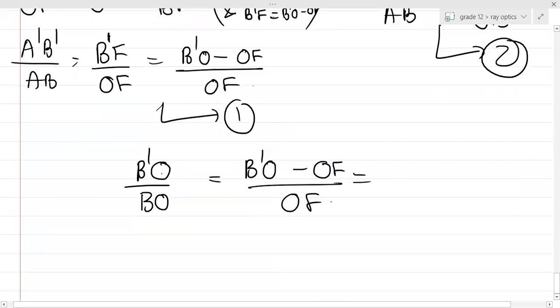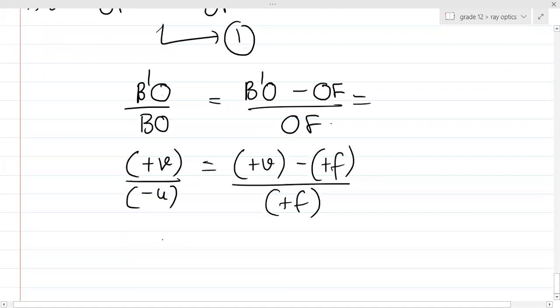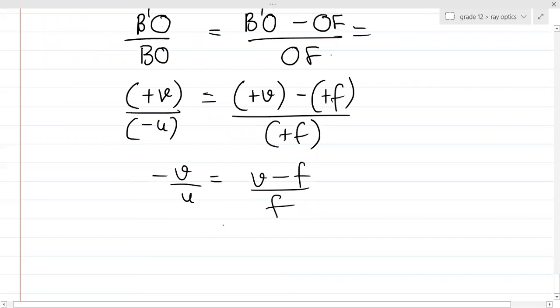So B dash O is the distance of image. Our image came to be at the right, so plus V. BO is basically where the object is, so minus U, is equal to B dash O, plus V, minus OF, which is basically plus F, divided by OF, which is again plus F. So can you say I have put it with a sign convention? When I solve it, will it be equal to minus of V by U will be equal to V minus F divided by F?